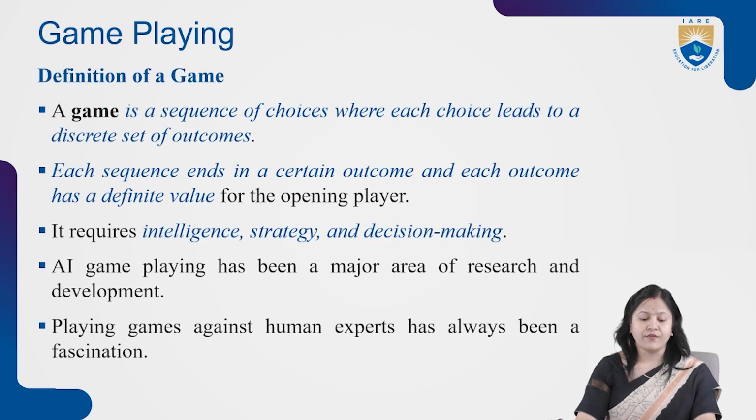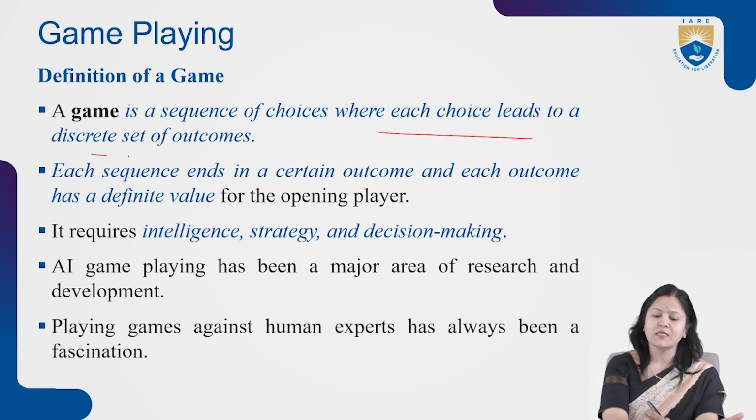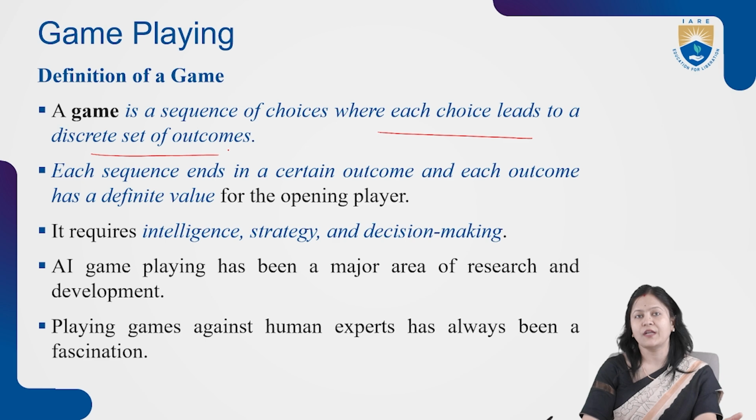So let me give an introduction to game playing, or the definition of a game. As we know, everybody plays games. A game is a sequence of choices where each choice leads to a discrete set of outcomes. If you take the example of carom or chess, two players can play the game, or you can play the game with the help of a system also. That is nothing but a sequence of choices given by the user or by the machine, where each choice leads to a discrete set of outcomes. Some outcome will be generated after each sequence or after each action.